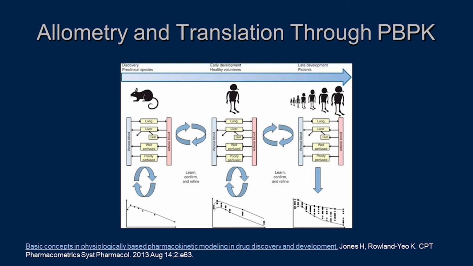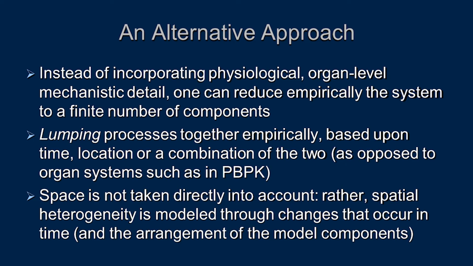There's also, as we go from more realistic spatial distributions to something that is a hybrid, which has organ-level kinetics, there are also ways to lump the components of the system empirically based on their behavior. And when I say behavior, it can mean time, location, or a combination of the two. It's not mechanistically realistic like a PBPK model, but it essentially lumps the components of the system into entities that behave together similarly. And so this could be based, like I said, in time, location, or a combination of the two.